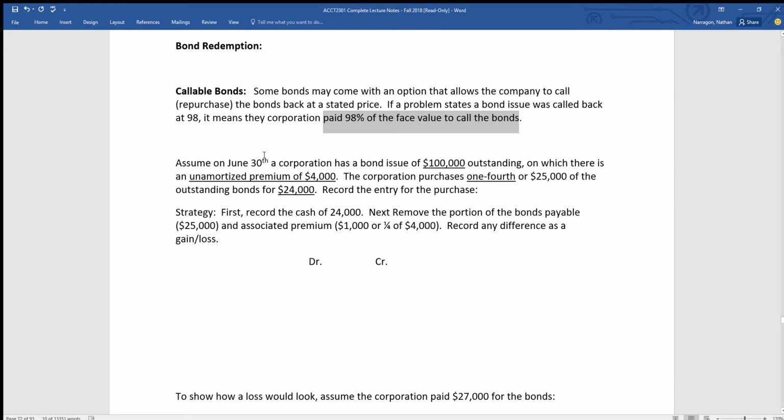So let's go assume this. On June 30th, a corporation has a bond issue of 100,000, like we know and love, outstanding, on which there is an unamortized premium of 4K. Okay, so premium still has 4,000 left to it. The corporation purchases 1/4 or 25,000 of the outstanding bond for 24,000. Record the entry for the purchase.